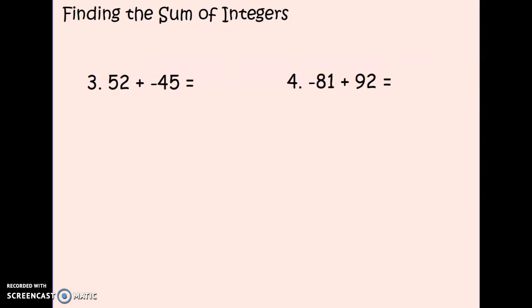52 plus negative 45. So I'm subtracting 52 and 45, I get 7. Because 52 is greater, it remains a positive answer. Next, negative 81 plus 92. So I'm subtracting those two numbers. I get 11. Because 92 is greater, my answer is a positive.